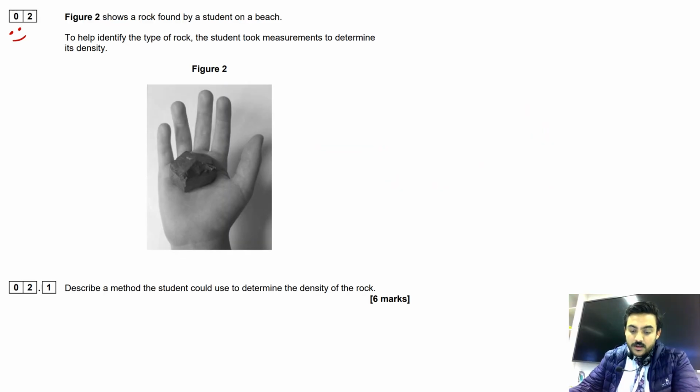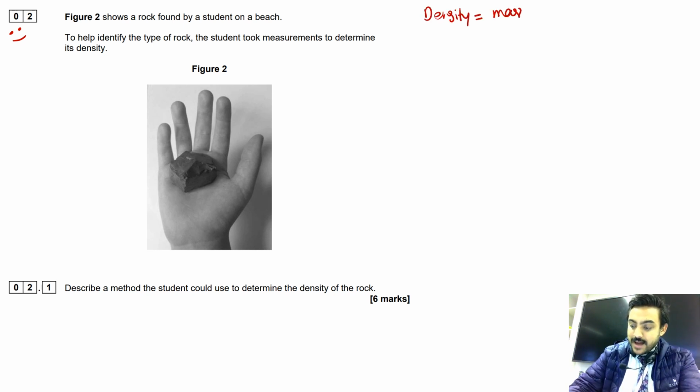Welcome back. Figure 2 shows a rock found by a student on a beach. To help identify the rock, the student took measurements, and it's asking you to describe a method for the student to calculate the density of the rock. The first thing to remember is what density is. Density is mass divided by volume, or mass per unit volume. How big something is and how heavy something is, divided by each of them.